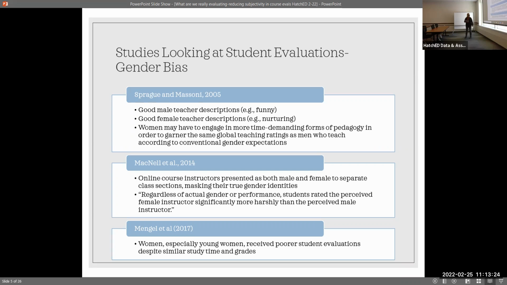So that's fascinating. And then finally, Mengel et al. in 2017 looked at women, particularly younger women or female faculty, and found that the younger women received poor student evaluations, even if they separated out the students' study time, work in the course, and final grade. Despite every other factor, the younger females were scored lower.